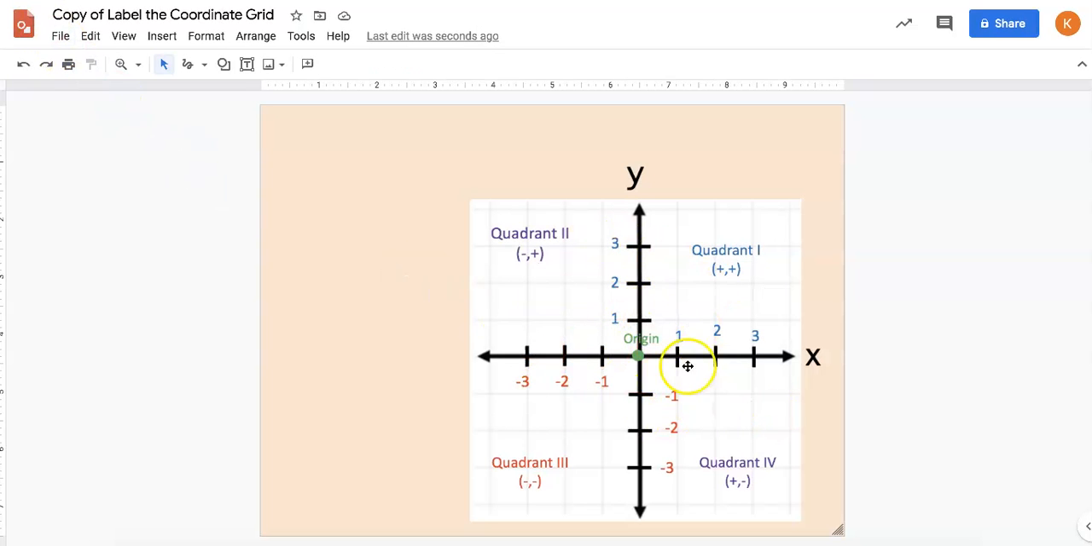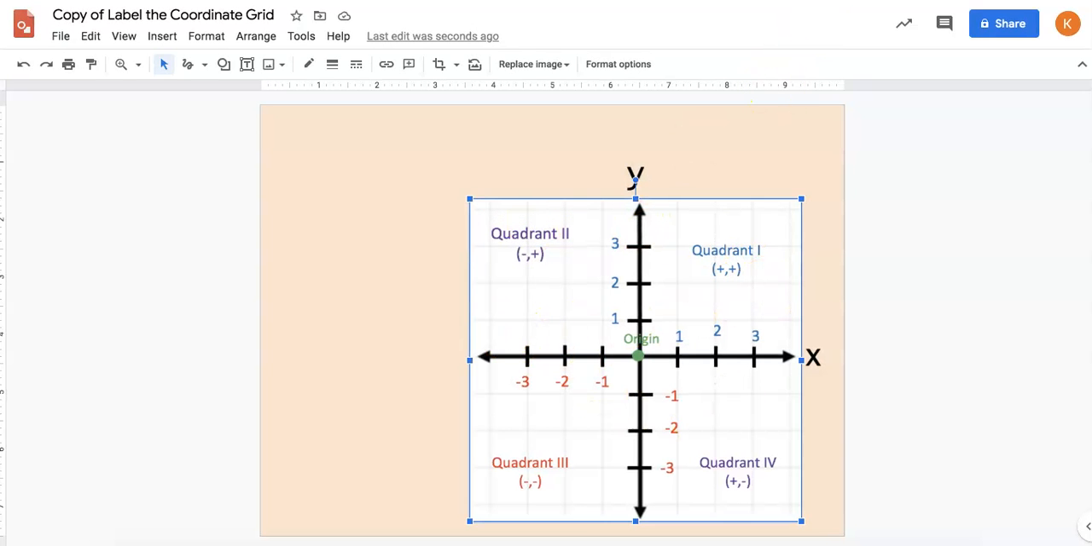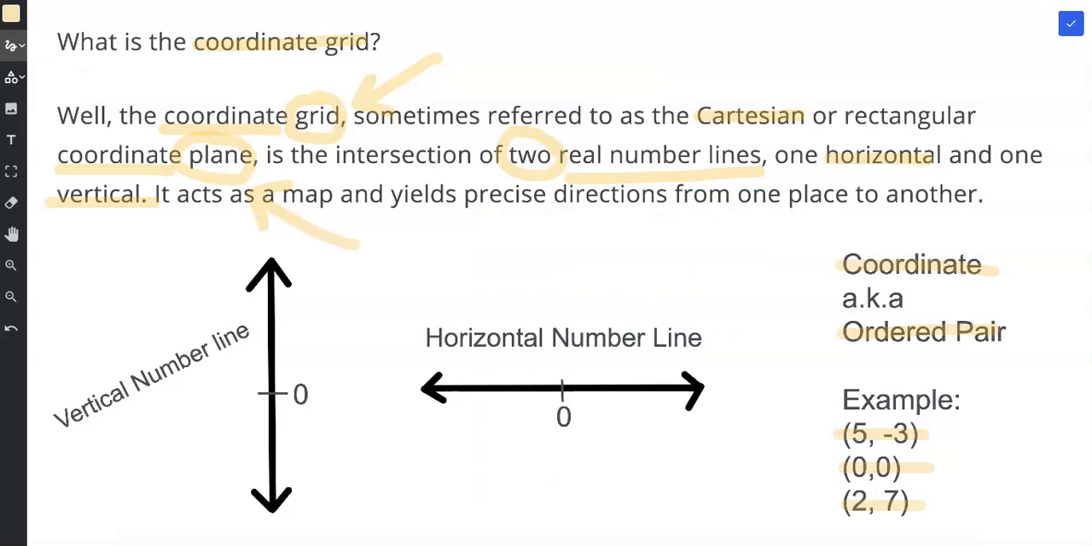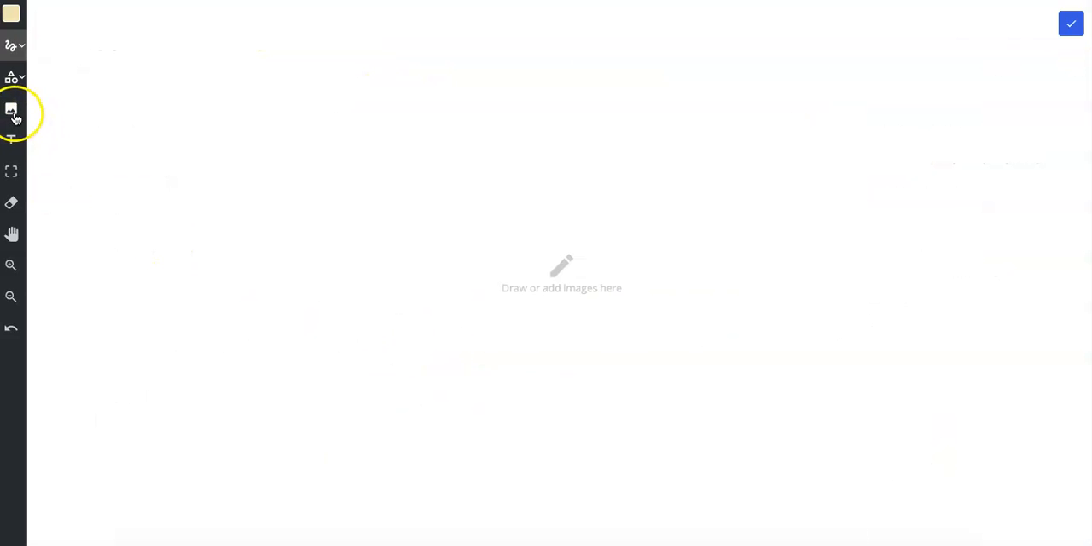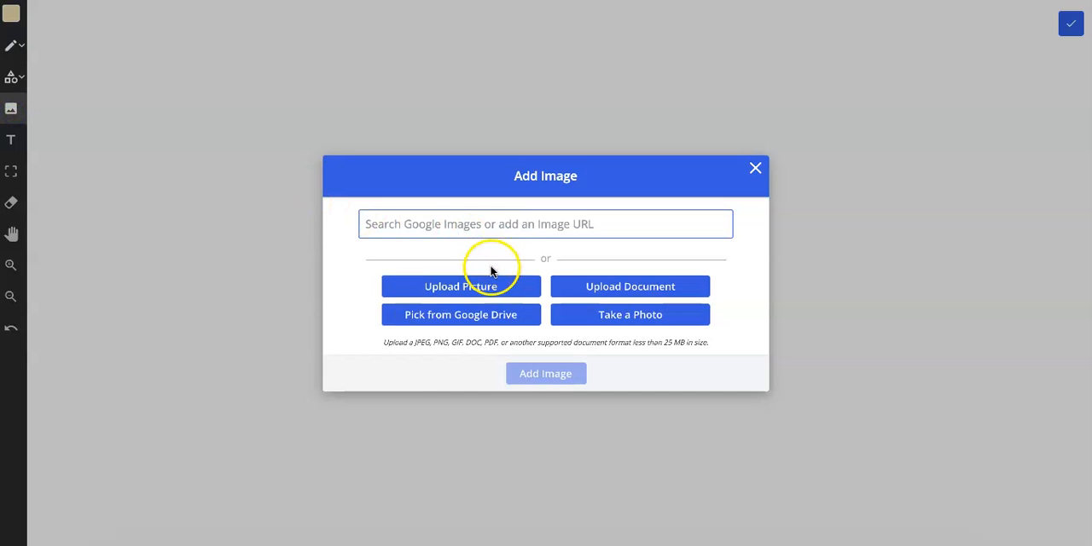Now you're going to complete this activity, and then you're going to take a screenshot of it. So just the labels. I got rid of those points that I labeled because you don't need to do that. You just need to drag all of the items that I dragged into the proper place. You take a screenshot of it, and then you come back over here to the Go Formative, and you're going to click this picture icon, and you can either click Upload Picture or Pick from Google Drive to add your screenshot.